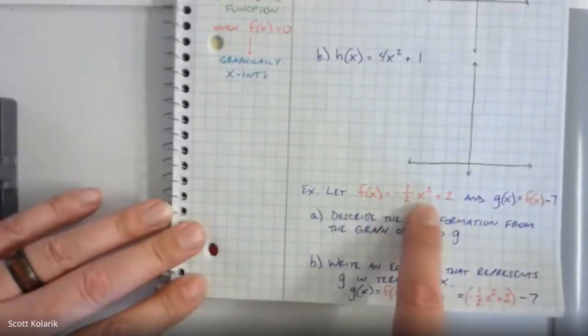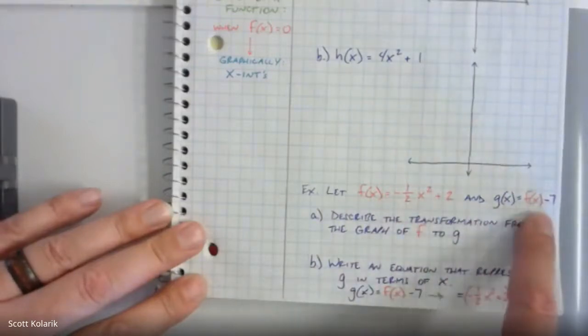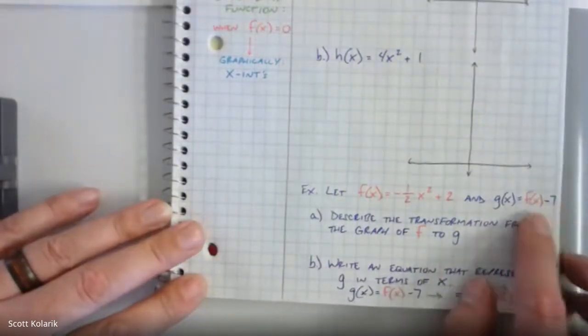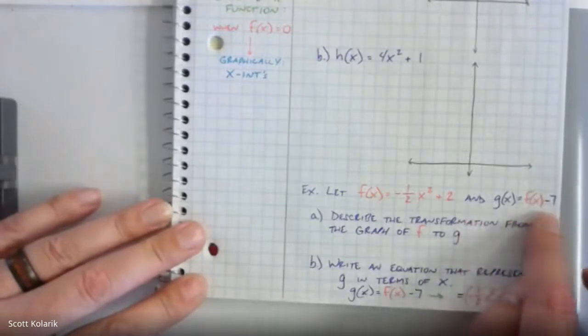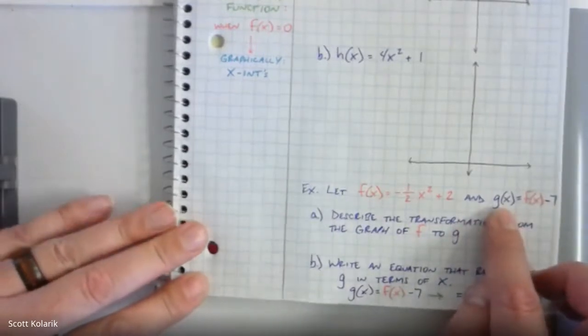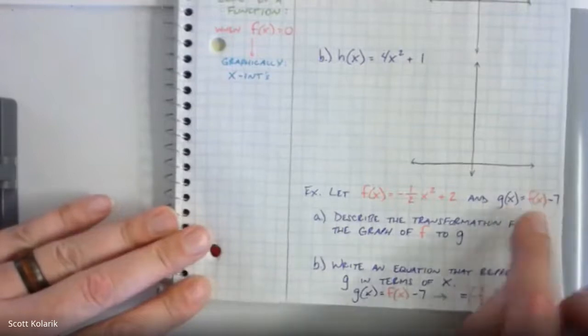I have some graph, whatever that may look like. That's its own thing. This transformation is changing it somehow. How is it changing? That's what it's asking. And the answer is actually kind of simple. In this transformation, g of x represents whatever it's changing into. f of x is still the same thing.